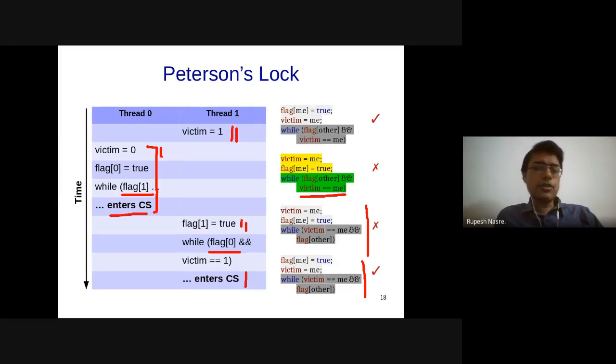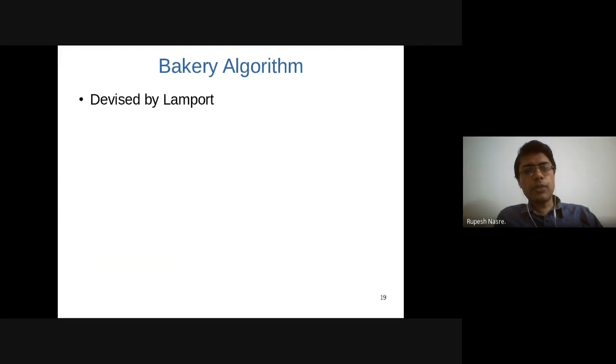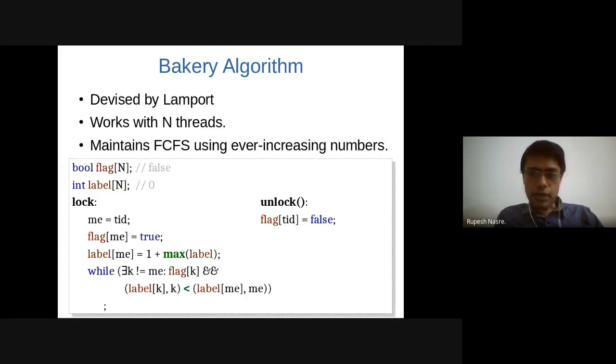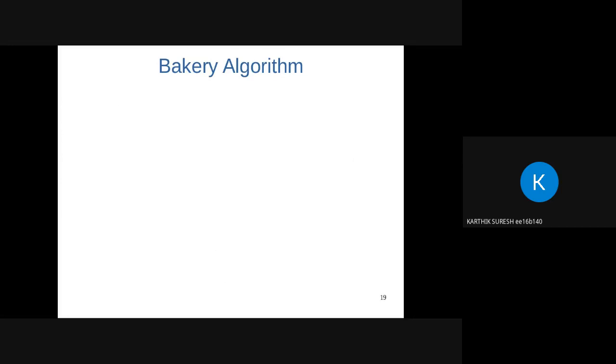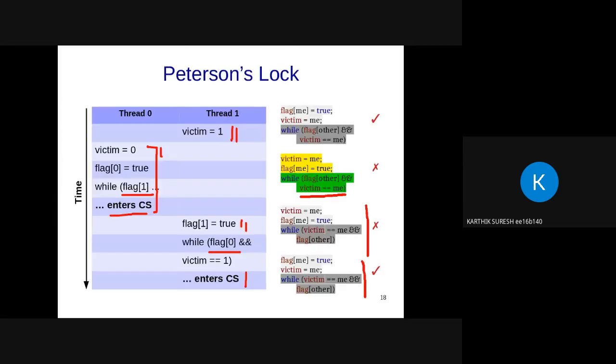All right, so this was about the two-threaded case. Then we looked at Bakery's algorithm. Sorry, yeah, go ahead. Sir, if the two assignment statements are split up, or rather, if the while is executed afterwards, say thread 1 executes flag of me equal to true and victim equal to me, and thread 0 executes its full statements and enters the critical section, and then thread 1 checks the while condition.